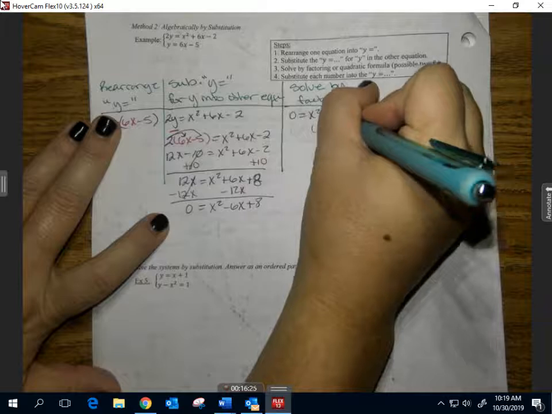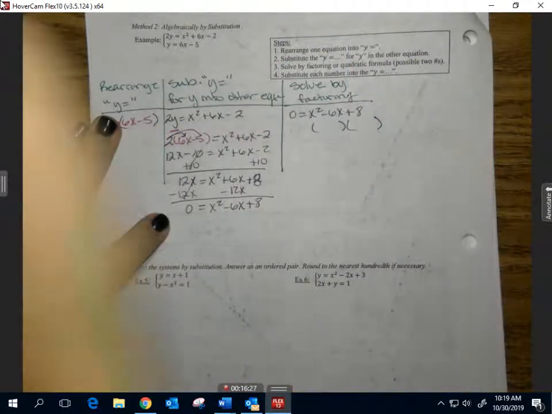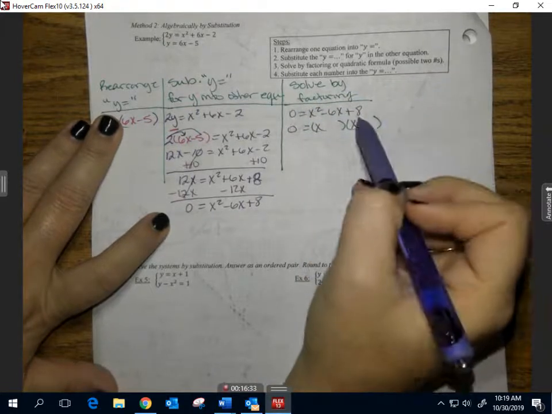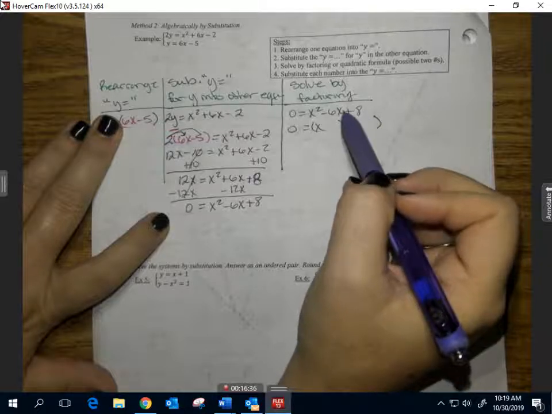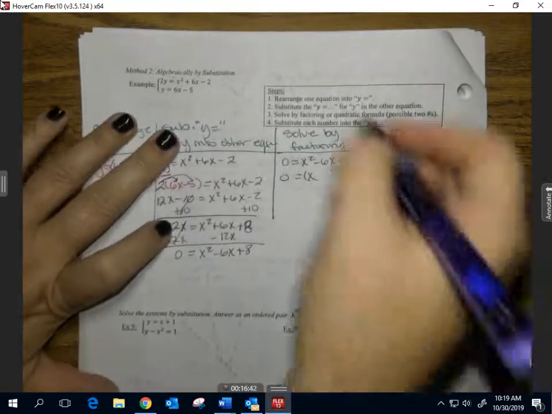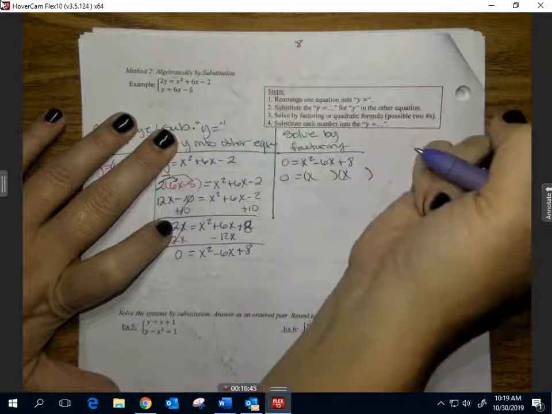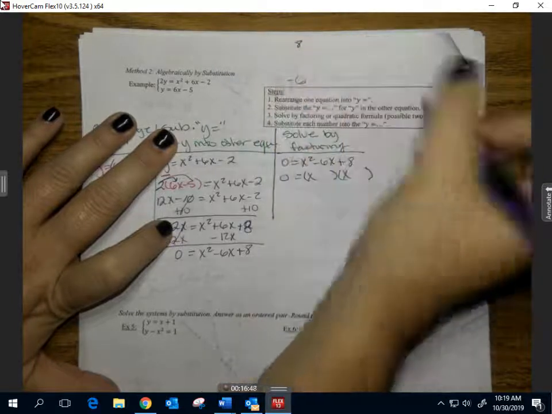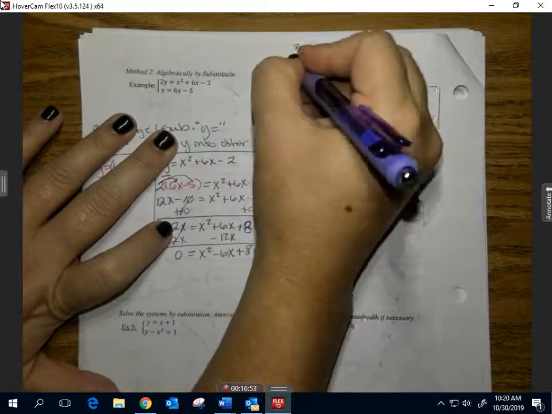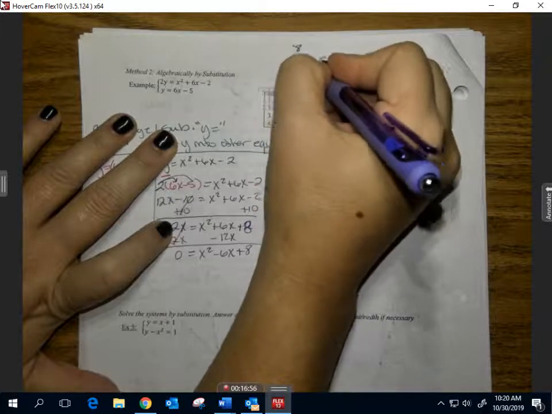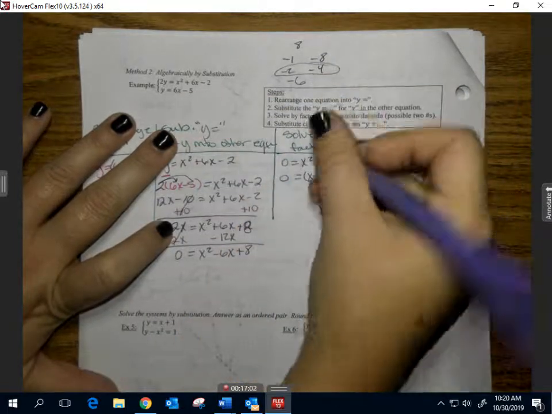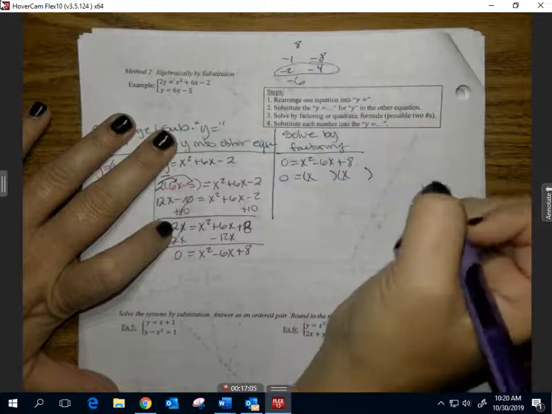Alright, so set up my two sets of parentheses. Both are going to start with x. I'm looking for factors of positive 8 that add up to negative 6. Negative 2 and negative 4 add up to negative 6. Since this is positive and it has to add up to a negative, they both have to be negative. And out of those, negative 2 and negative 4 add up to negative 6, but multiply to give me positive 8.